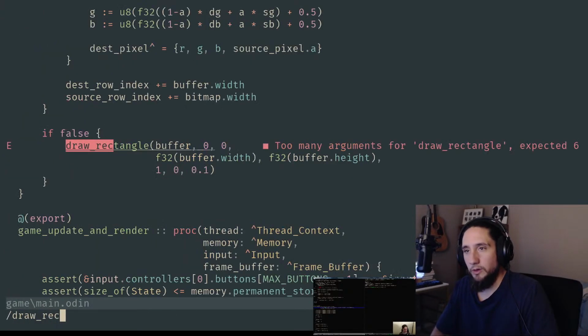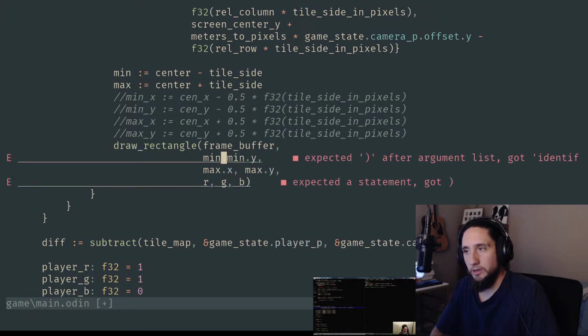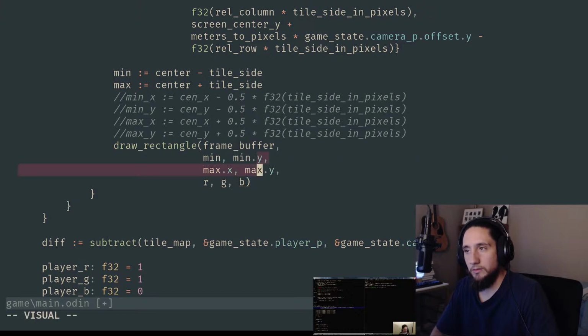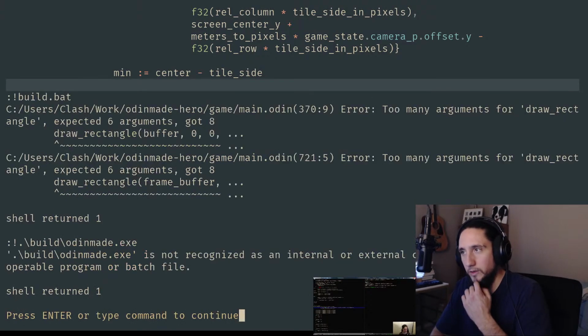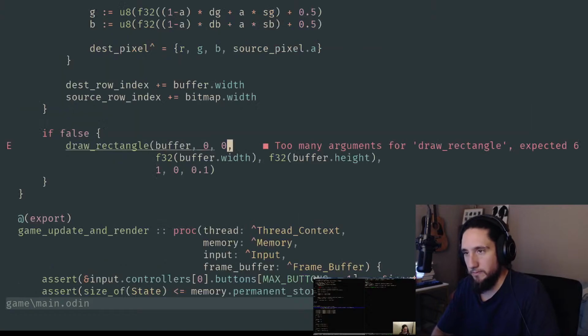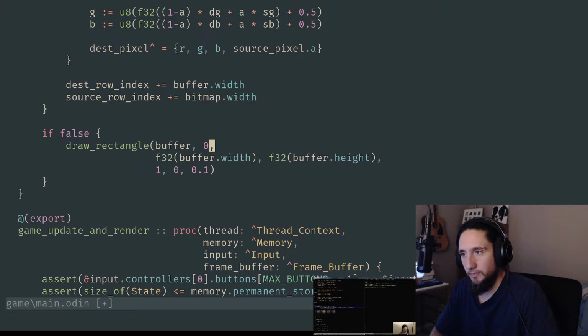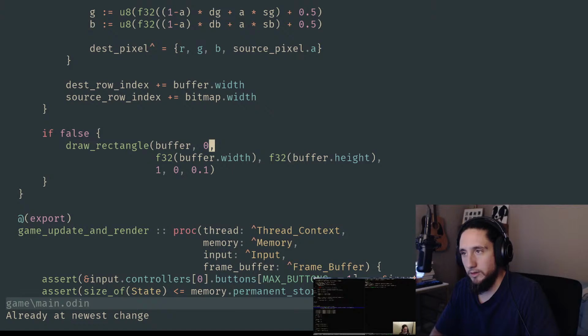And now we have to go and update these. Change this to be min, and then that can just be the max. That'll fix that call. We still have this one here. Will this just implicitly splat a 0 vector 2?